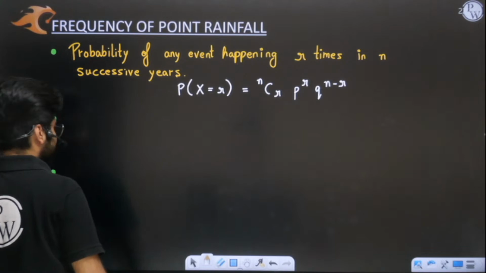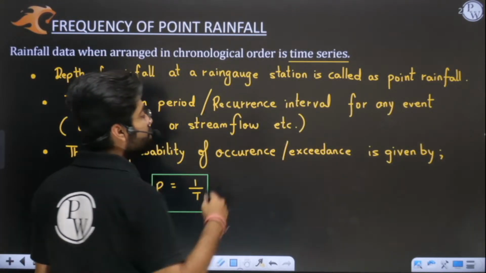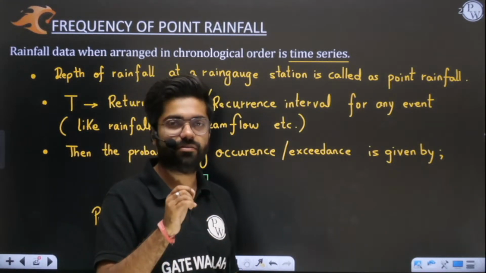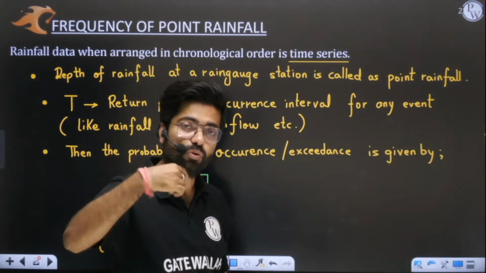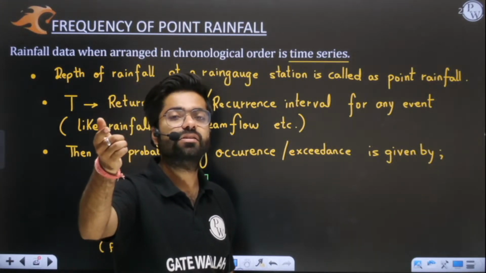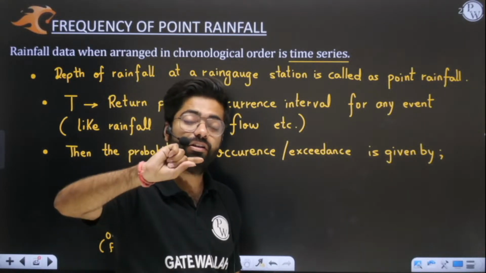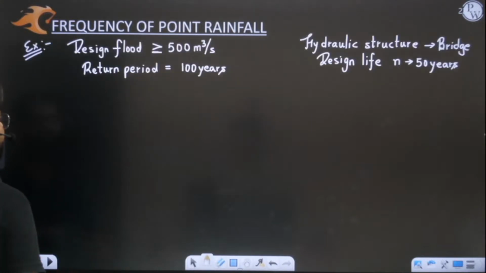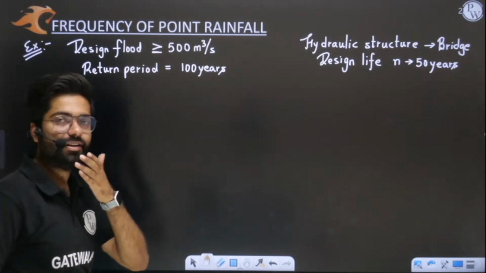See, I have written one term here: exceedance. What is the meaning of exceedance? Exceedance means we are interested in the probability of that magnitude getting equaled or exceeded. Sir, the discharge in the river is getting equal to 500 or it is exceeding it, and this happens once in 100 years. So this kind of question will be given in examinations.